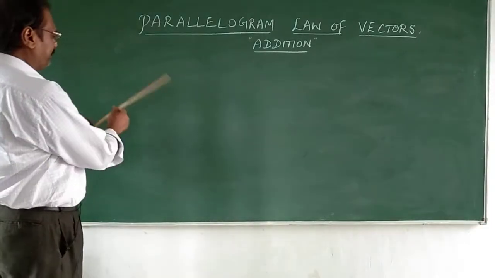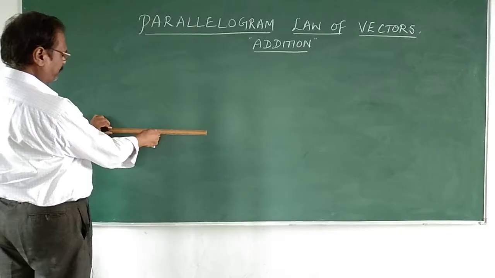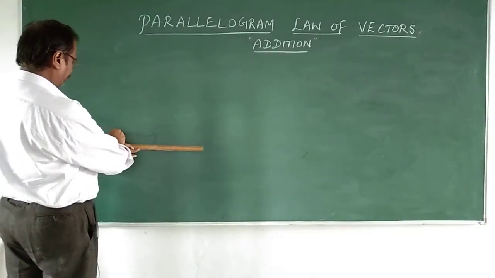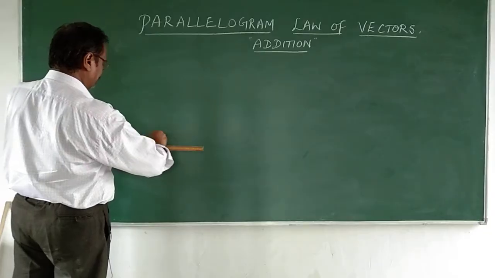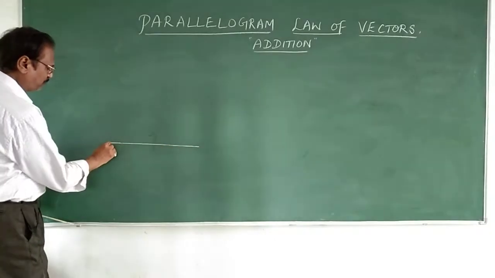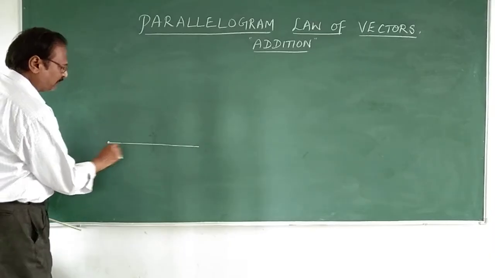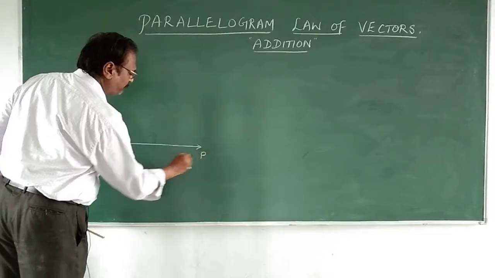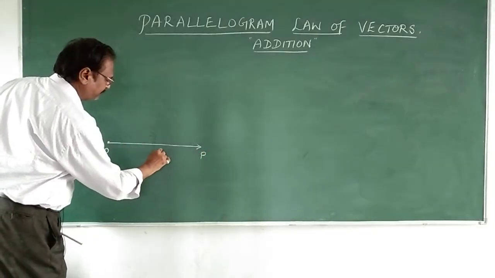Let me take a vector, let us take a vector A. Okay, this is the A vector. This is the starting point O, and this is the A vector. Let us say this is point P, vector A.